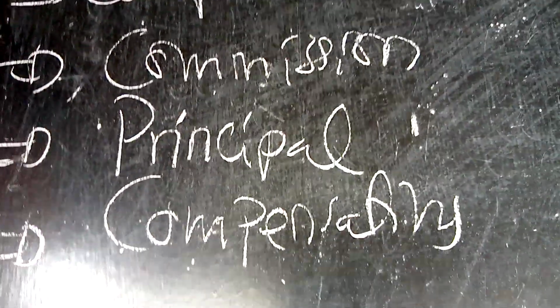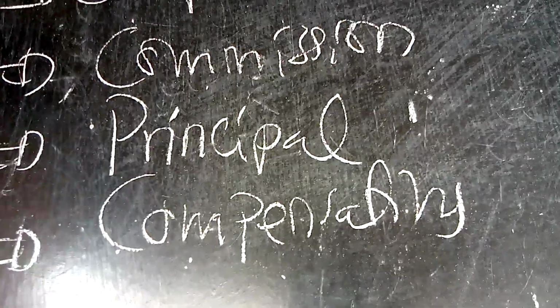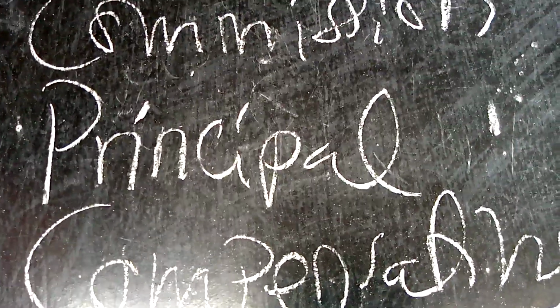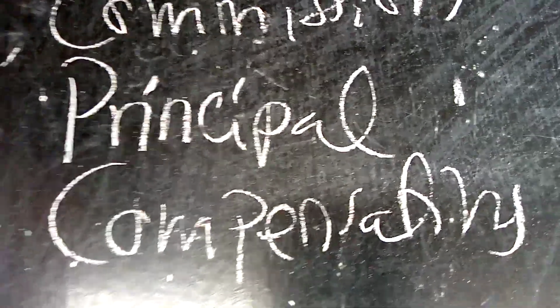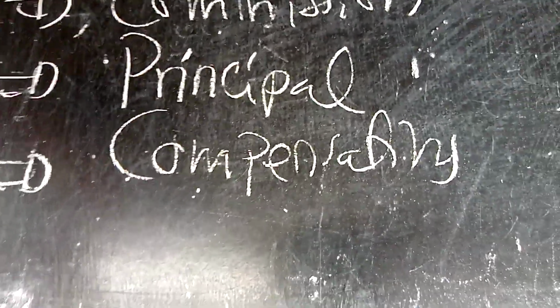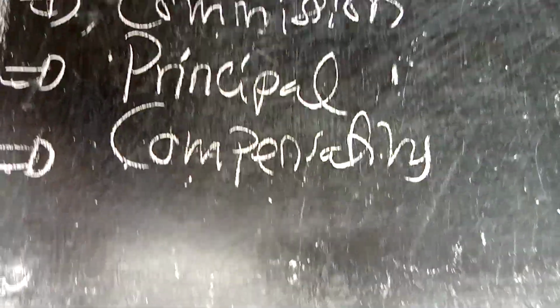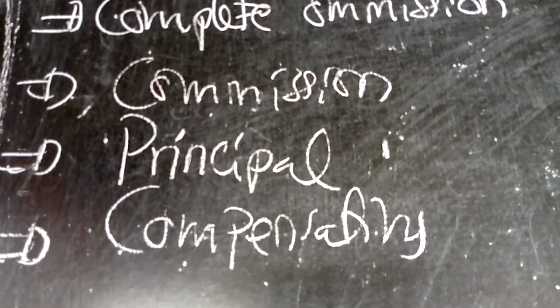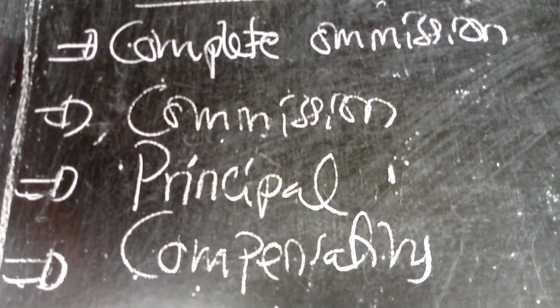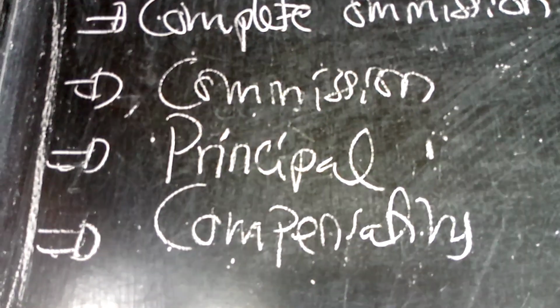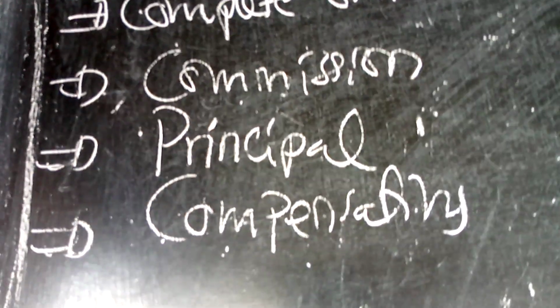And we have error of principle. Most of the time this error happens because the type of account is different. Let's say we have purchased a machinery, but instead of recording to the machinery account, you have recorded it to machinery repair, which is an expense. So capital expenditure and revenue expenditure are mixed. That is error of principle.